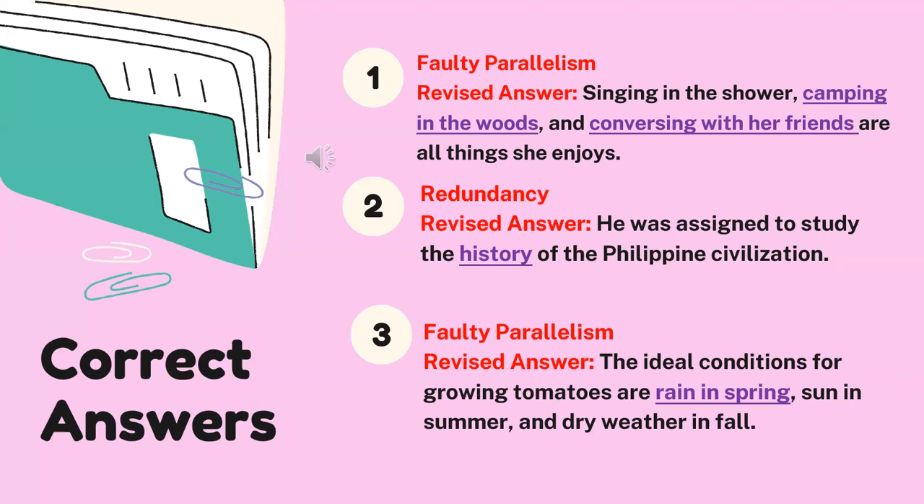Next, faulty parallelism. There you are again. You have here series of words: rain in spring, sun in summer, and dry weather in fall. Now here what we did is we changed spring rain to rain in spring, so it will become a phrase: sun in summer and dry weather in fall. Or you can do it also this way: the ideal conditions for growing tomatoes are spring rain, summer sun, and fall weather. Or you can do it also this one.